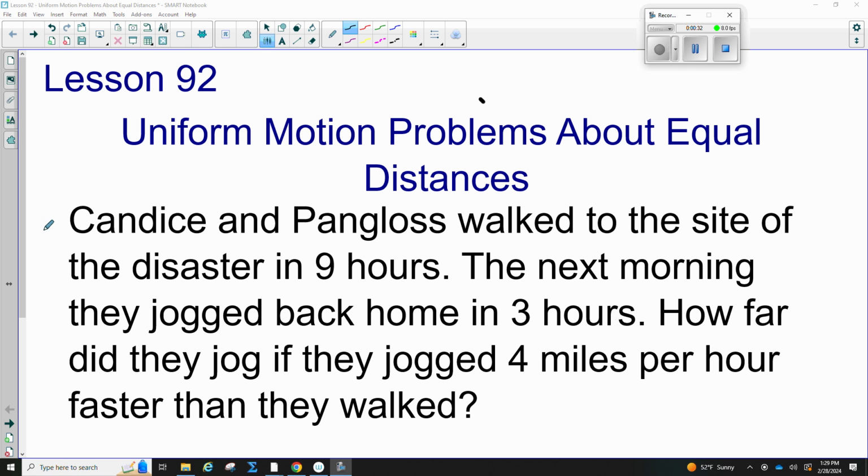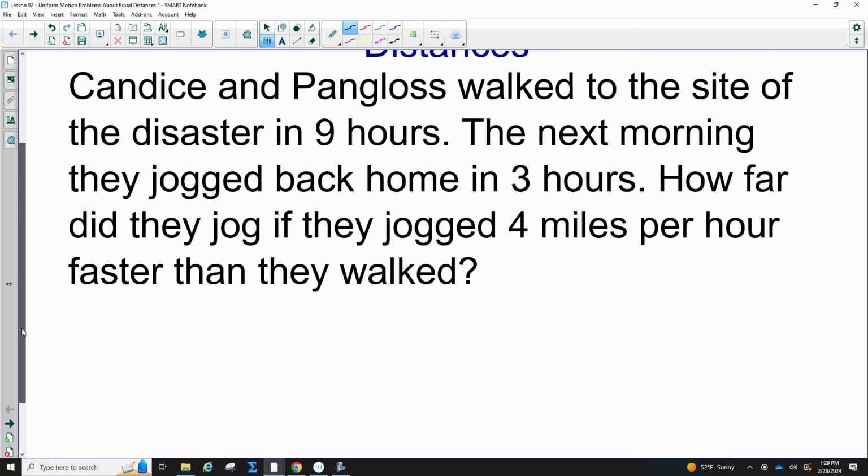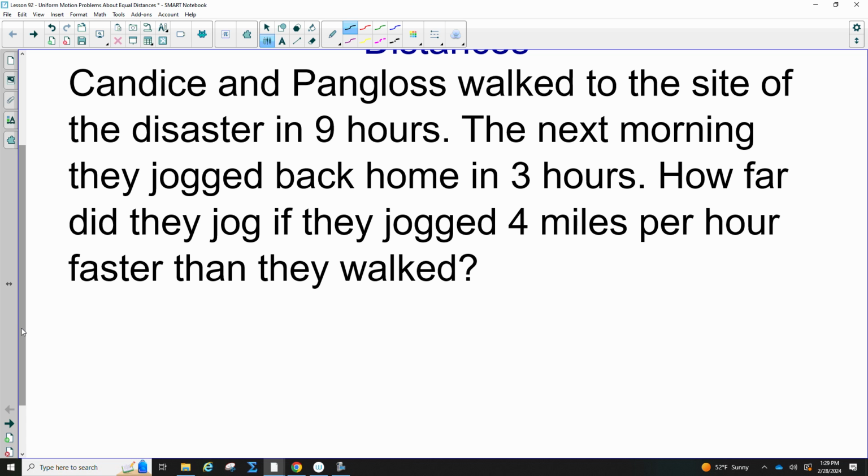So Candace and Pangloss walked to the site of the disaster in 9 hours. The next morning, they jogged back home in 3 hours. How far did they jog if they jogged 4 miles per hour faster than they walked? So first of all, we're walking there, and we are jogging back. Pretend like that's straight, okay? So we went there and back, which are equal.